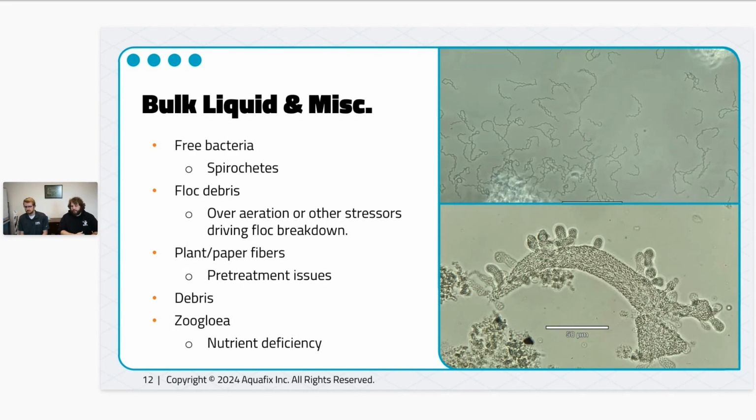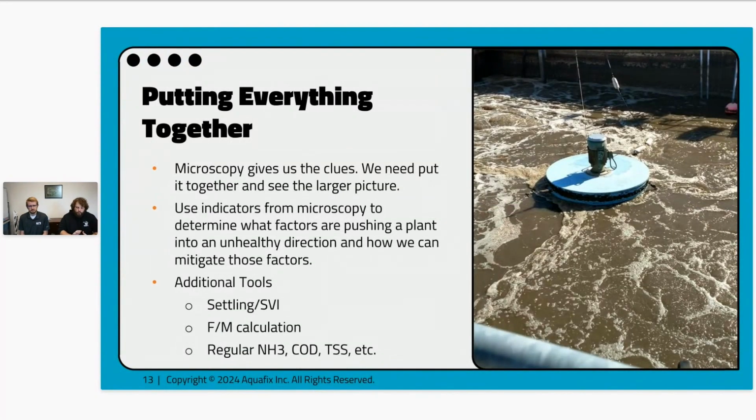That's just the reality. We're looking for floc debris, plant paper fibers, all these sorts of things that could be a sign of treatment issues. And we're looking for debris in zooglea that can be signs of nutrient deficiencies. Zooglea look very similar to floc, but they tend to hoard nutrients, so they can also be a sign of nutrient deficiency, and they cause nutrient deficiency because they hoard nutrients so much.